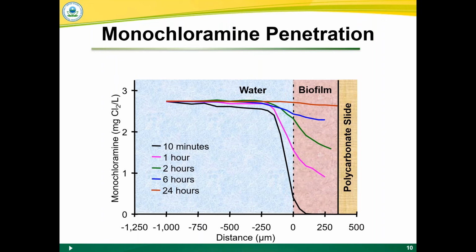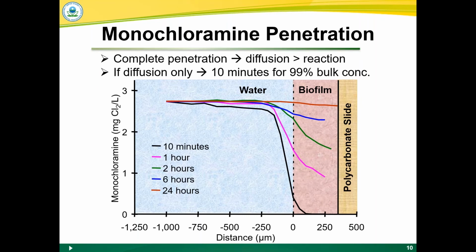So with monochloramine, over a period of somewhere between 6 and 24 hours, we got complete penetration, meaning we were able to diffuse into the biofilm faster than the biofilm could react away the monochloramine until we got a complete penetration, which is what we expect with monochloramine. And just to point out, it took between 6 and 24 hours to reach this full penetration. If there hadn't been any reaction occurring in the biofilm and things were moving by diffusion only, we should have gotten this horizontal line at about 10 minutes. So it's not that the monochloramine isn't reacting, it's just that it's able to eventually react with the things it wants to and penetrate.